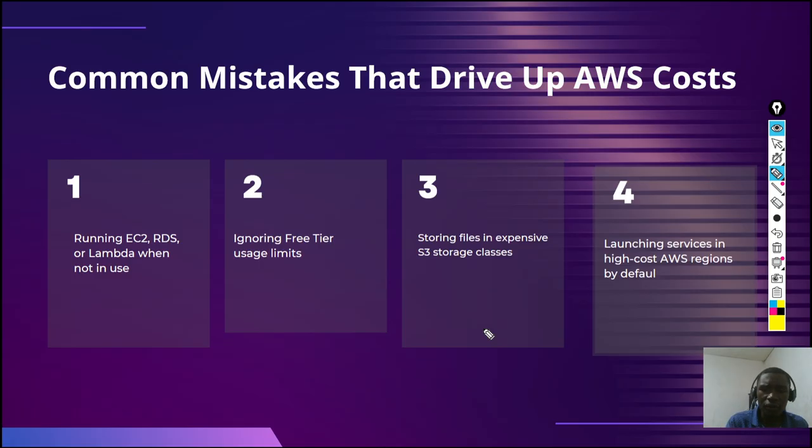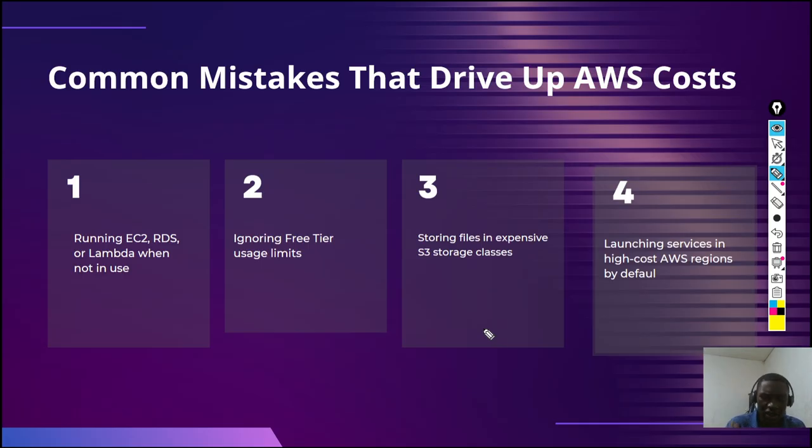Also, one other mistake people make that drives up cost in the AWS cloud is that they store data in expensive S3 storage classes. This is very, very important. When it comes to AWS S3, there are different kinds of storage classes, and all these classes depend on the kind of data you are storing, the frequency of access of this data, and also retrieval time.